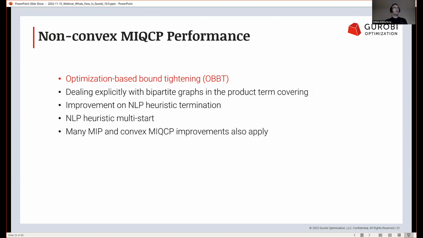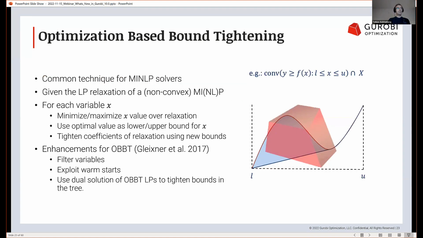So this is one step in the transformation from a general non-convex MIQCP into this bilinear form that we can then actually solve. And we have also improved our NLP interior point heuristic, in particular the termination criterion, so that it is now better able to find feasible solutions. And we have added a multi-start feature to this NLP interior point heuristic. And then, as before, many MILP and convex MIQCP improvements also apply to the non-convex case. But let's talk about the OBBT.